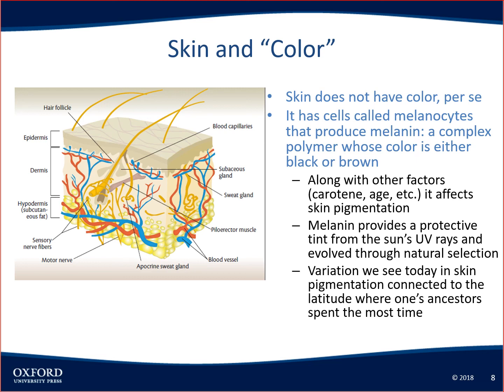The variation we see today in skin pigmentation is connected to the latitude where one's ancestors spent most of the time. So whether or not they needed to have that protective tint from the UV rays closer to the equator, or farther up towards the poles, where they really didn't need nearly as much protective tint. So that's why you see the difference in skin pigmentation.